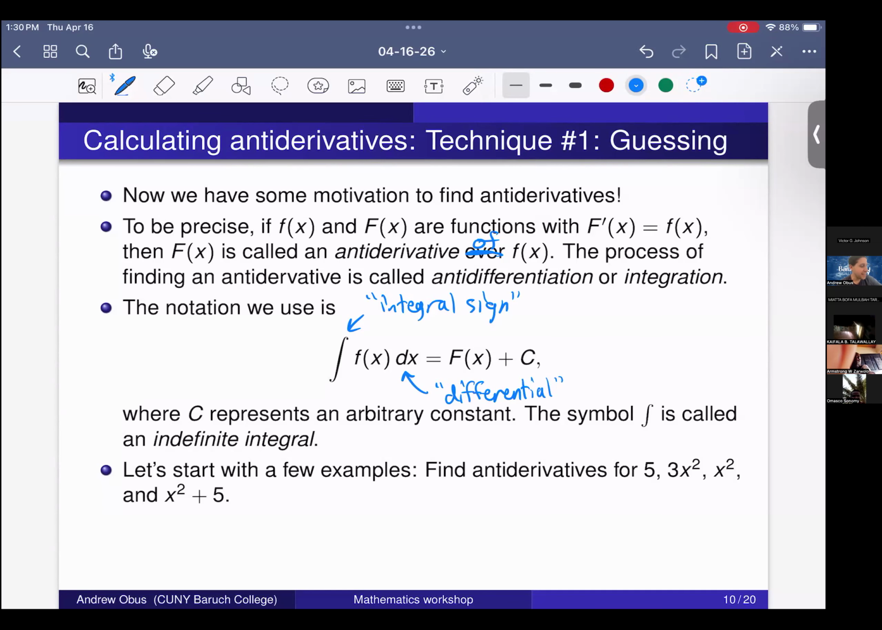When you want to say the antiderivative of f of x, the notation that you use is the integral of f of x dx. This is just what you write. And then what is that equal to? Well, it's equal to the antiderivative. And then we also always say this plus c. This plus c here is an arbitrary constant.